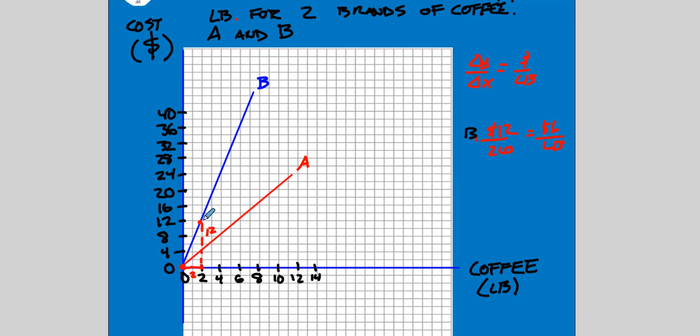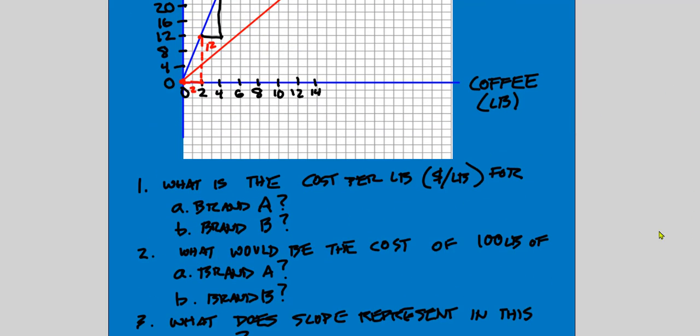So notice then, if we did say 4 pounds, we would have a total of $24. Well, 24 divided by 4 is 6, and that is the slope. You notice you're going up. For every 2 pounds you're going up $12, and that is a constant rate. So the slope there is $6 per pound, and that answers our question there.